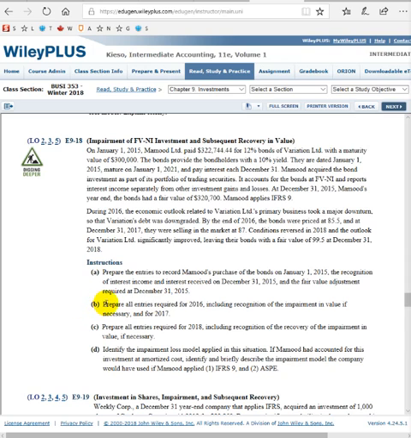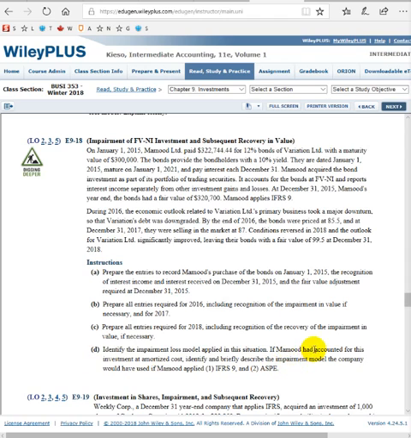And then part B, prepare all the entries required for 2016, including recognition of the impairment in value. So we're talking about impairment in this question, as it says up here, impairment of fair value through net income investment and subsequent recovery in value. And then part C is recognizing the recovery of the impairment. And then part D, discussion, identify the impairment loss model applied in this situation.